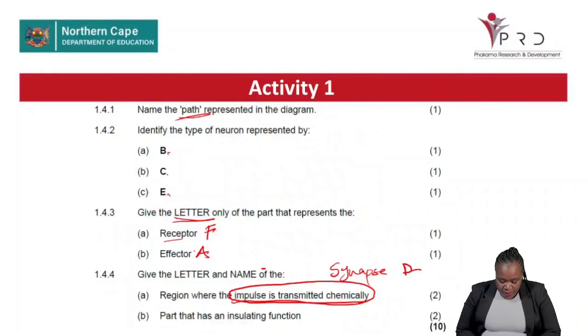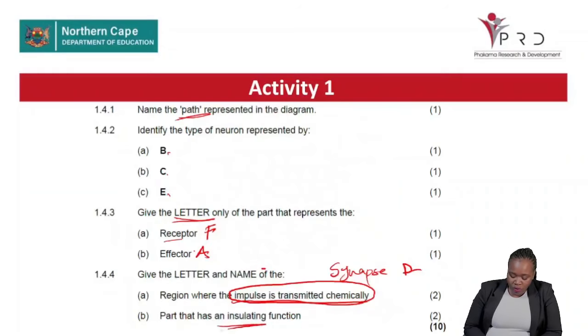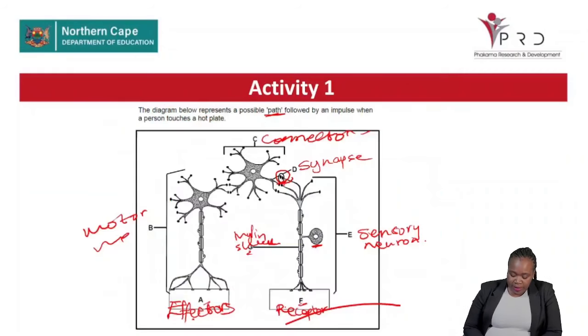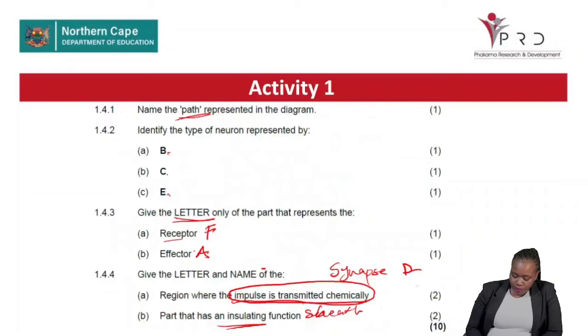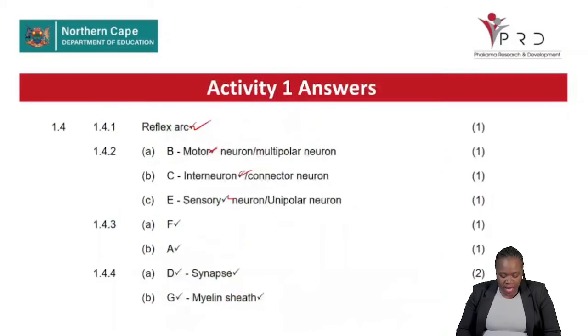And then part B, it says the part that has an insulating function. Remember, the part that has an insulating function would be our myelin sheath. So our myelin sheath is part G. So the myelin sheath surrounds the axon and it makes sure that impulses travel a bit faster. So that is what we have over here. So that insulation function, that is the myelin sheath, and it is part G. Okay, let's have a look at that. So the letters here on 1.4.3, it would be F and A, and then synapse D, the myelin sheath G.